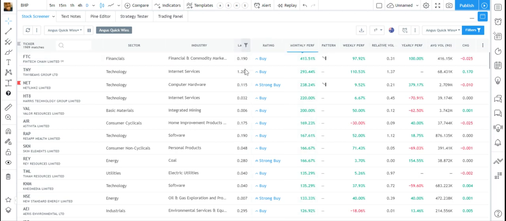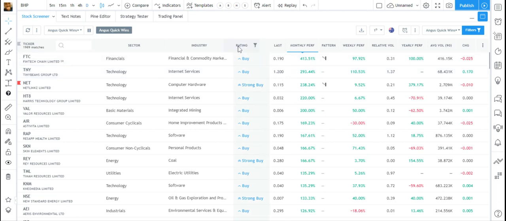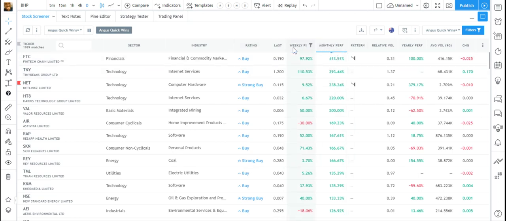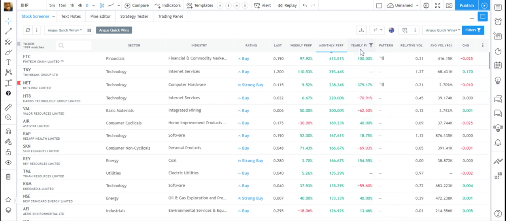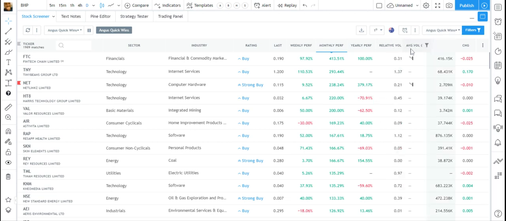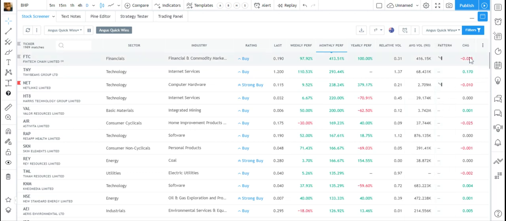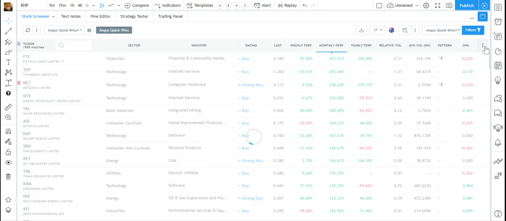I've got the current price, basically. I've got the rating, I'll move him across one. I've got the weekly performance. I've got the monthly performance. I've got the yearly performance. I've got the relative volume. I've got the average volume. And I got the wrong change. I've got the change as a dollar amount instead of a percentage. So I'm going to get rid of that one by going remove column.